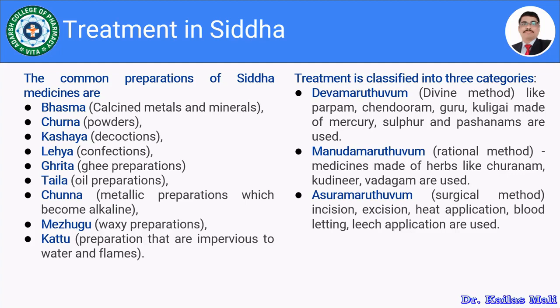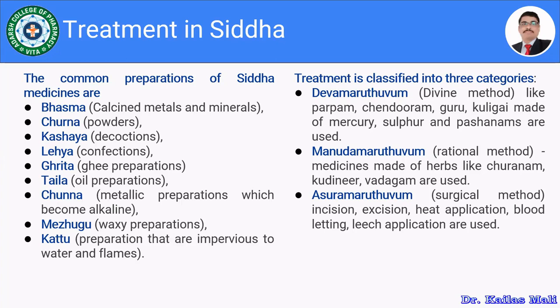Furthermore, the treatment in the Siddha system of medicine is classified into three categories: the divine method, rational method, and surgical method. Divine method is also known as Deva Maruthuvam. Rational method is also known as Manudha Maruthuvam, and surgical method is also known as Asura Maruthuvam. All these terms are given in Tamil, and we understand only English, so I have given the meaning of these terms in English.